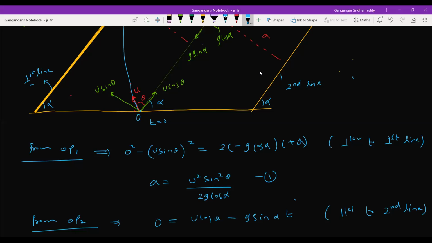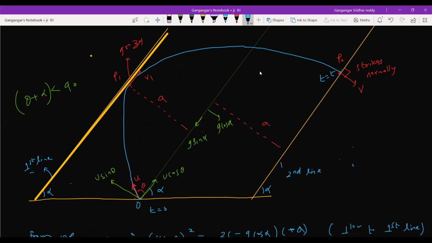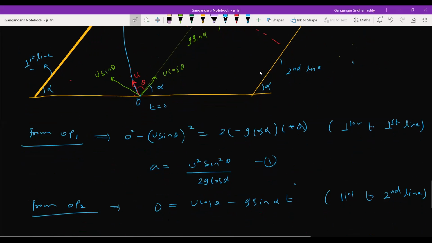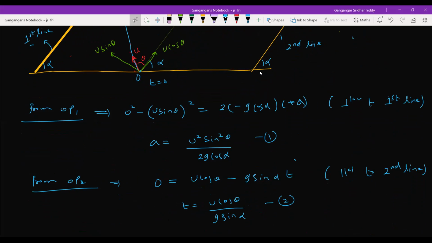V equal to u plus at formula. So when it strikes at point P2, the velocity will be perpendicular to the second line. Therefore, the velocity along the second line will be 0. Okay, I got one more equation: t equal to u cos theta by g sin alpha.